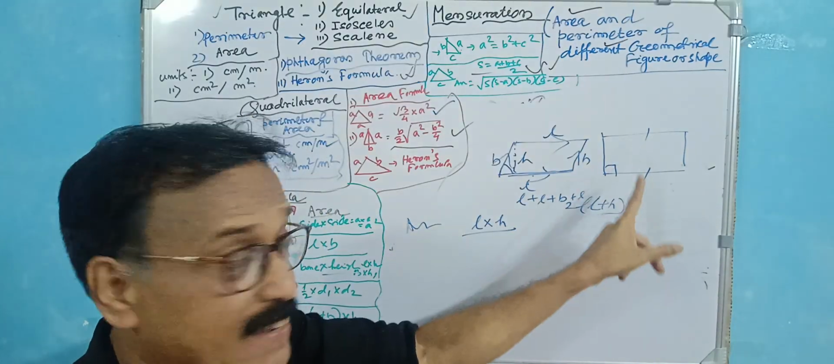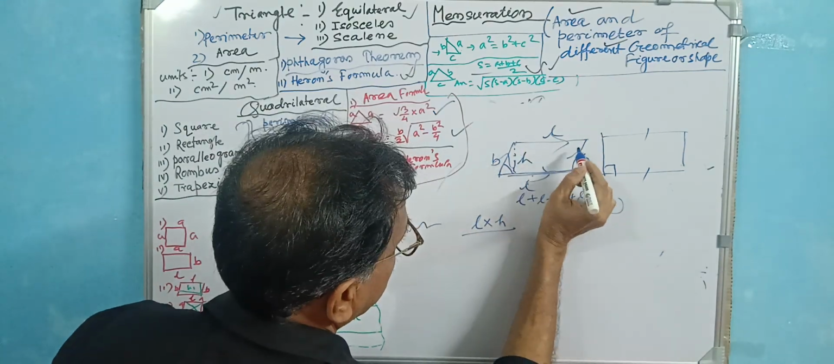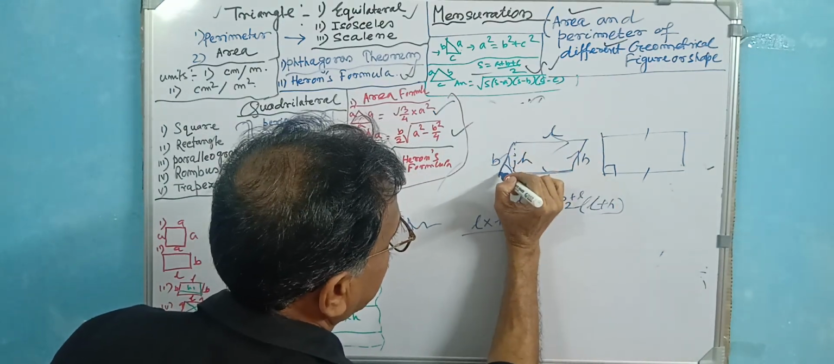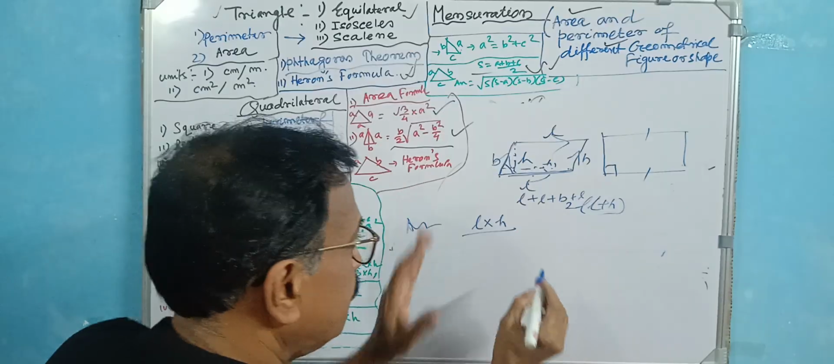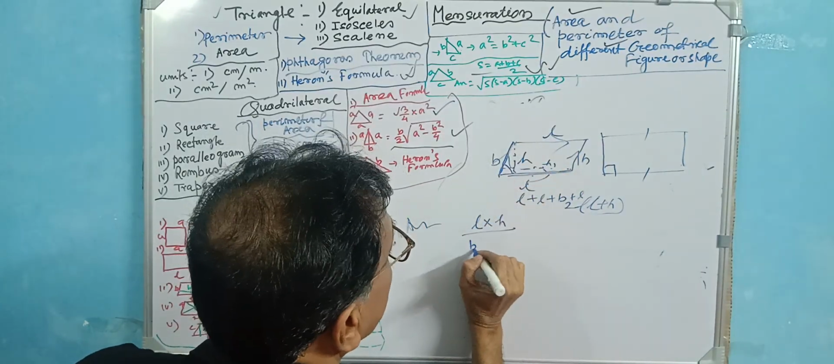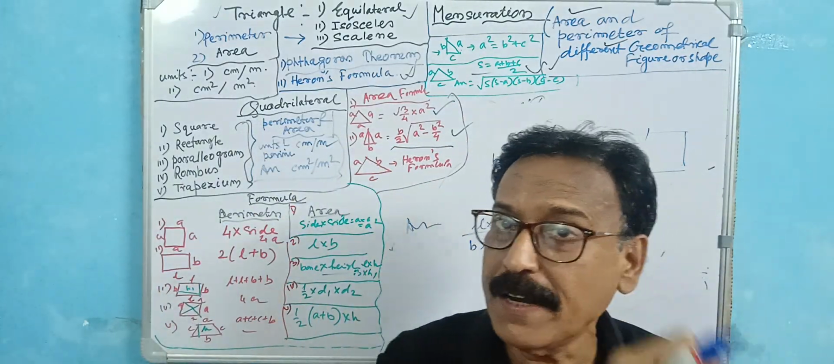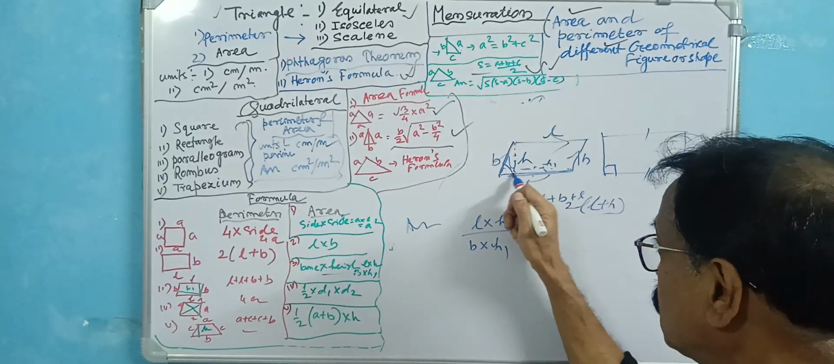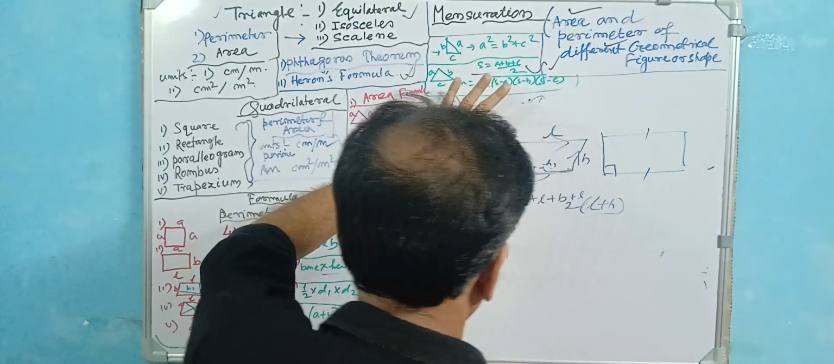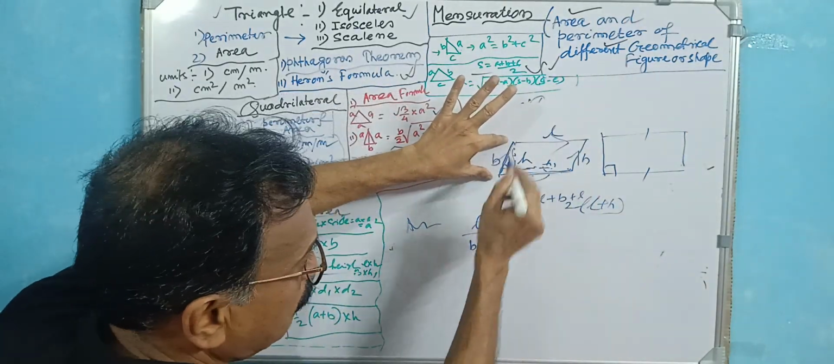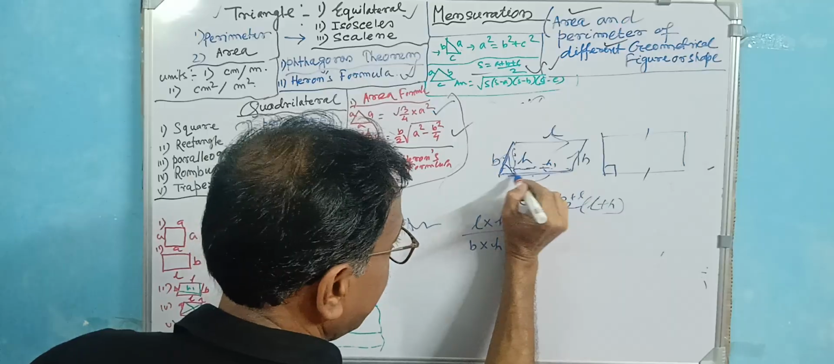But what is the area of this rectangle? Length into breadth. The base is different. Okay. If you reverse, that means if you take this as the base, so what is the height? Suppose this is H1. So this is the base, and H1 is the height. Both areas are the same, but you calculate in a different way. If you know this base and this height, what is the area? Base into height.